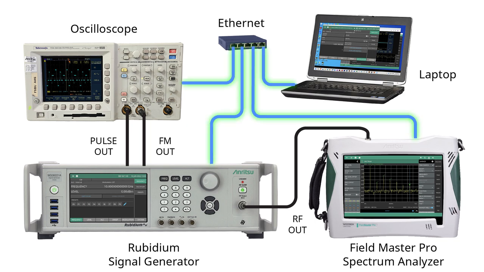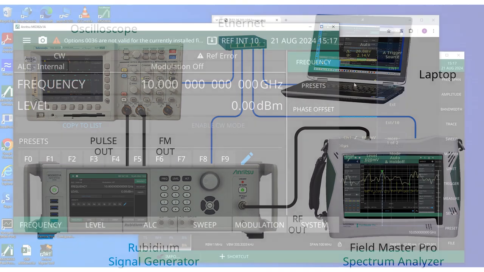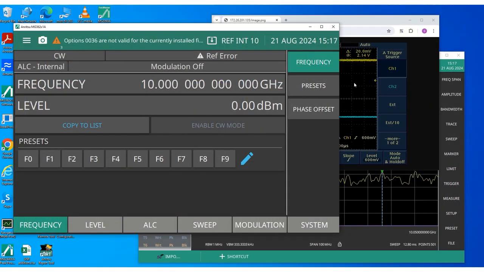The Ethernet ports of Rubidium, MS2090A, and oscilloscope are all connected to my laptop through an Ethernet switch. This enables me to run remote GUIs for each instrument on the laptop so that I can control, configure, and display Rubidium's waveforms or RF output spectrum on the laptop as needed. Here is my laptop screen with 3 remote GUIs.